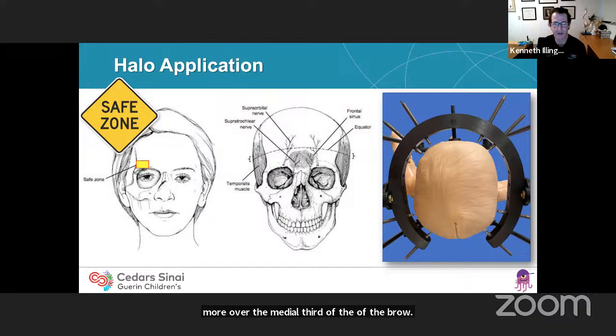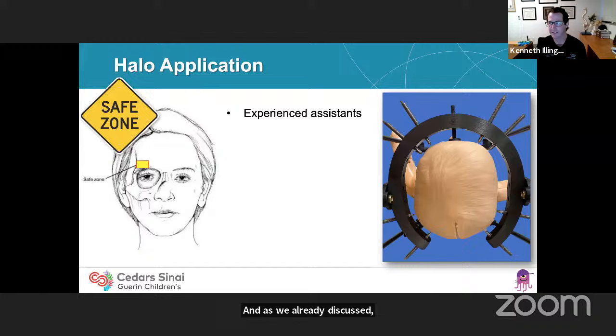And as we already discussed, in my hands this is an operative procedure. This is in the operating room in a controlled environment, with experienced assistants who know how to place pins, because I'm always the one holding the head. I am so OCD. I want that halo to be in the most perfect position, right? And so I'm holding the halo. My assistants are the ones sequentially tightening the pins down so that we can get our pins in the appropriate locations and make it as safe as possible.